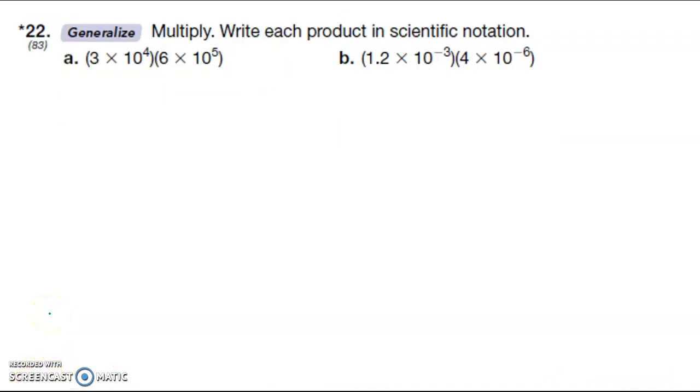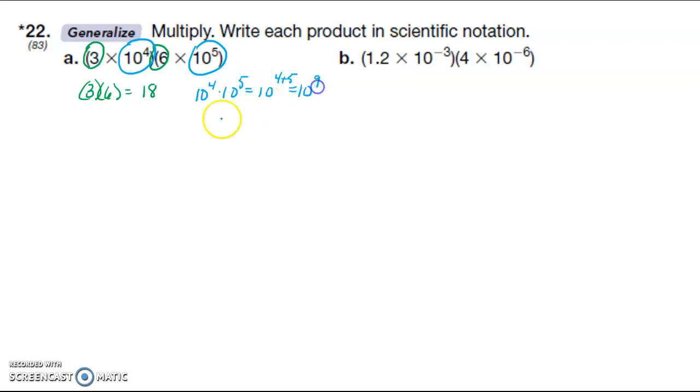Okay, so this is one that we just did. And what we do is we multiply the front number. So I have 3 times 6, which is equal to 18. We're going to have to deal with that in a minute. And then I'm going to multiply my tens. So I have 10 to the 4th times 10 to the 5th, which is 10 to the 4 plus 5, which is 10 to the 9th. So I have 18 times 10 to the 9th, but this is not scientific notation. So I have to move my decimal. 1.8 times 10 to the 1 times 10 to the 9 is 1.8 times 10 to the 10.